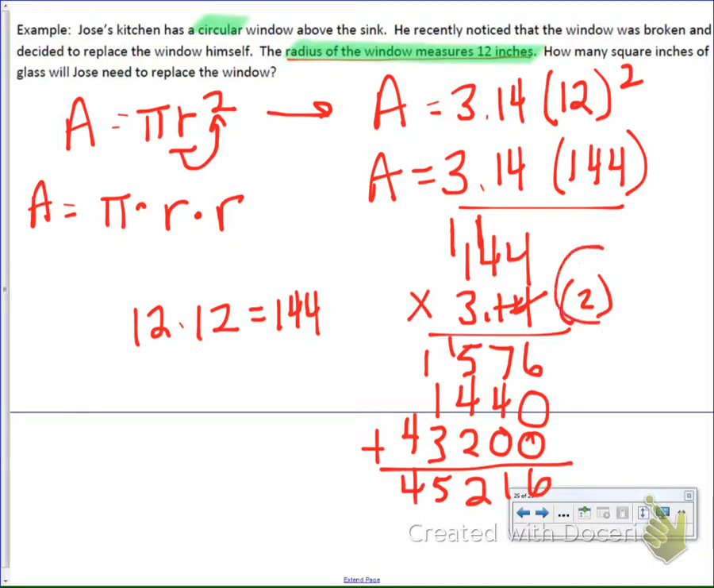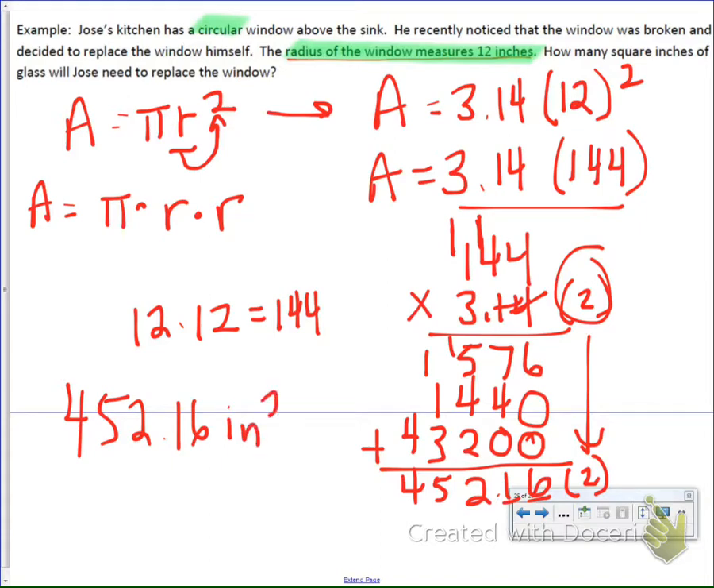Now this 2 becomes important. I bring it down and I say, how many numbers do I need behind the decimal? I need 2. So my answer is 452.16 inches squared. And that is how much glass Jose is going to need to replace his window.